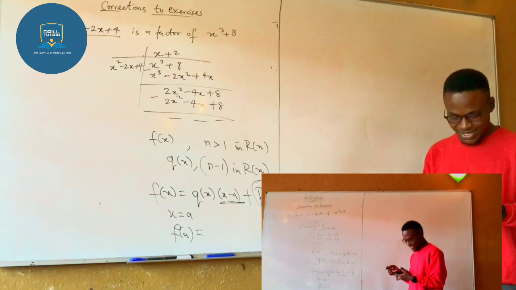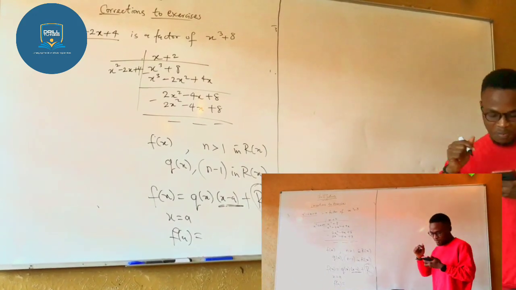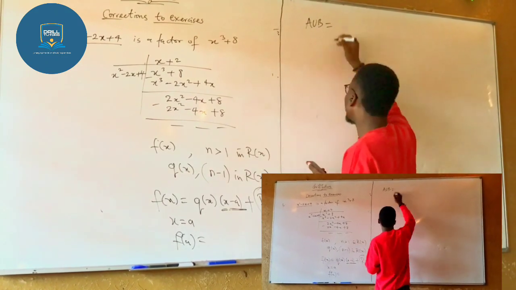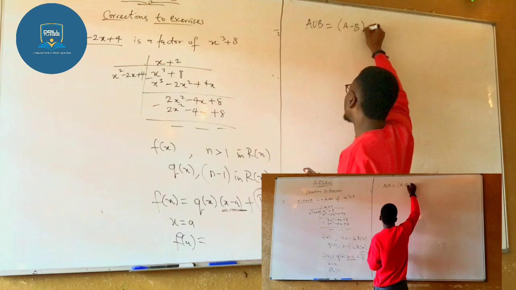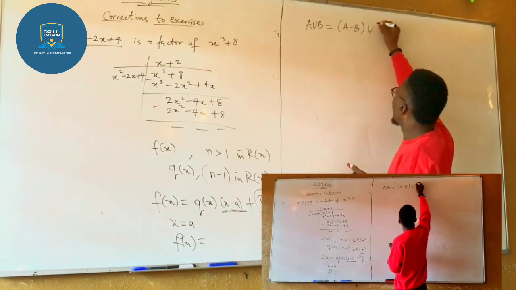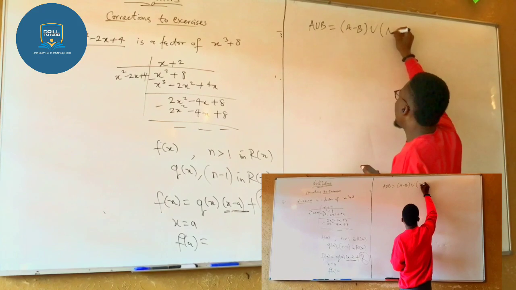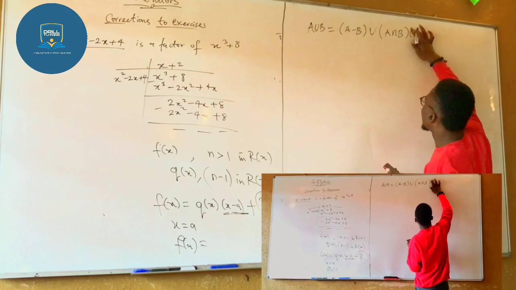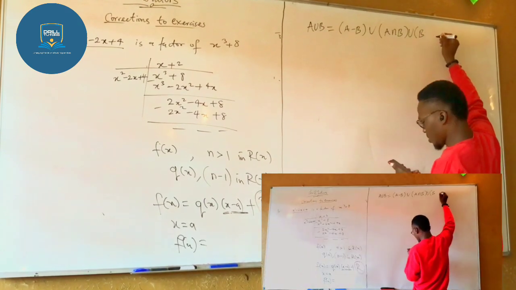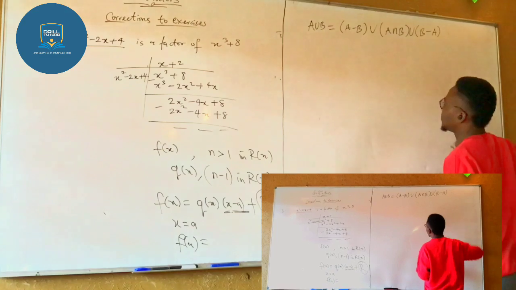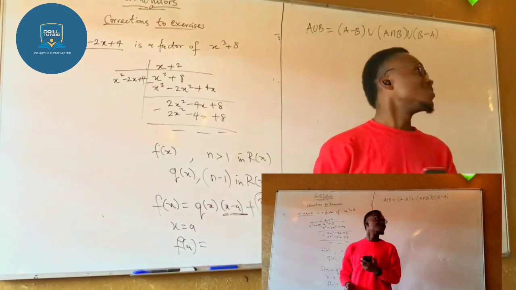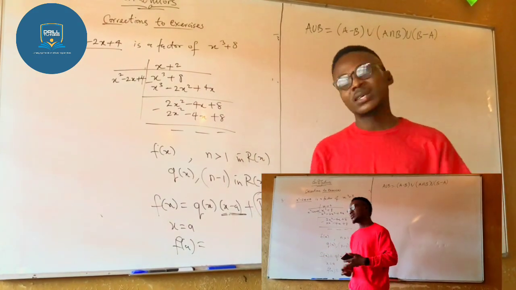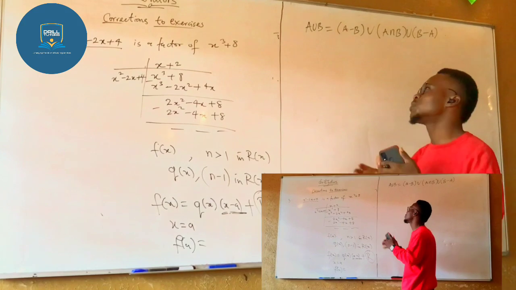Now to the fourth question. The fourth question says that we should prove that A union B is equal to the difference of A and B, union A intersection B, union B minus A. I would have loved to skip this question because I expect everyone of us to know the answer, but I'll do all to explain how to go about it.